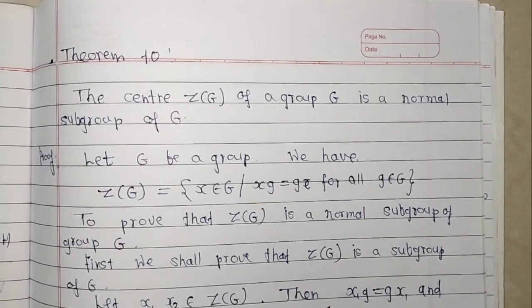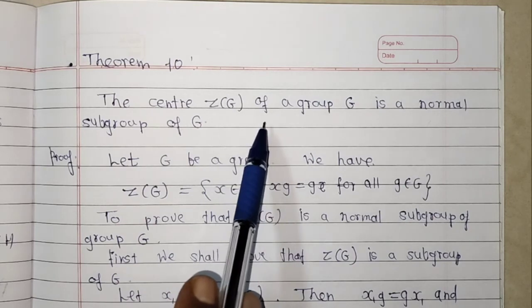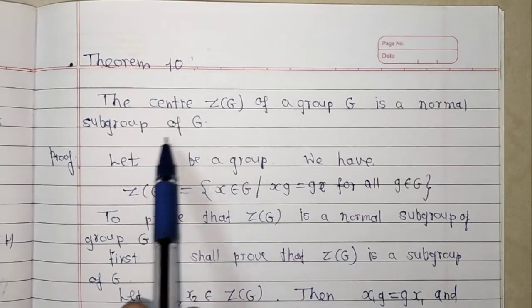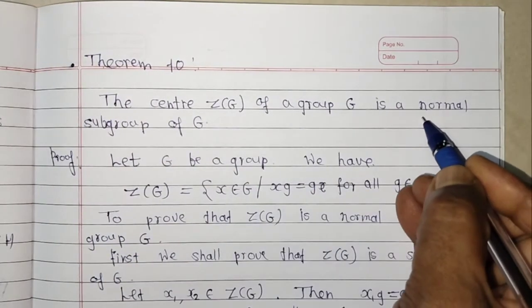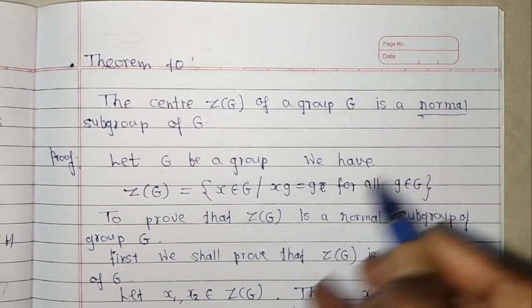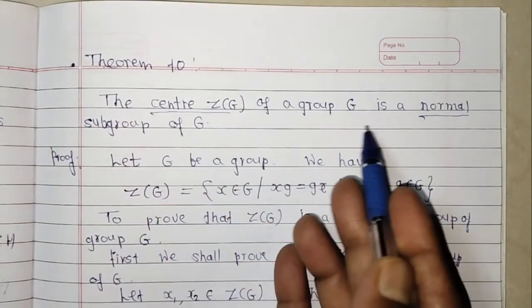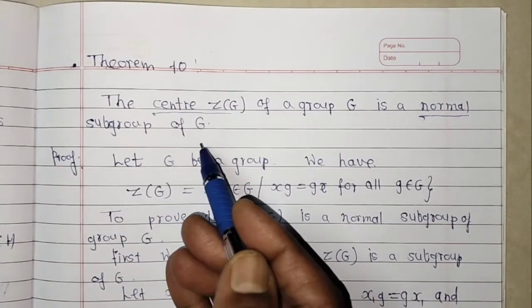Now we consider another theorem. The statement of this theorem is: the center Z(G) of a group G is a normal subgroup of G. Sometimes this can be asked as an objective question: the center Z(G) of a group G is blank. It is a normal subgroup of G.